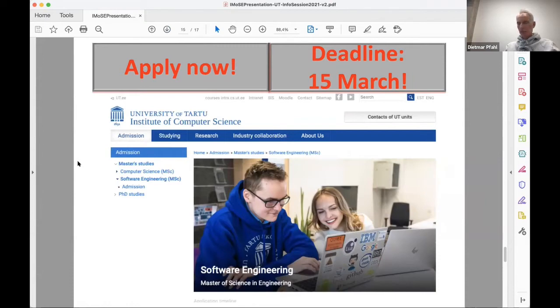In any case, I highly recommend that you look at our Institute of Computer Science webpage. There's both an admissions tab and a studying tab. I also recommend that you have a look at that. For software engineering, for example, you will see our curriculum in a bit more detail, and you will probably find quite much other interesting information.